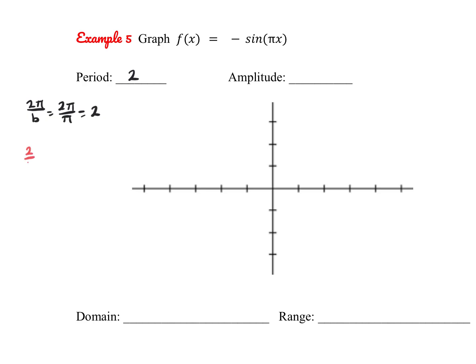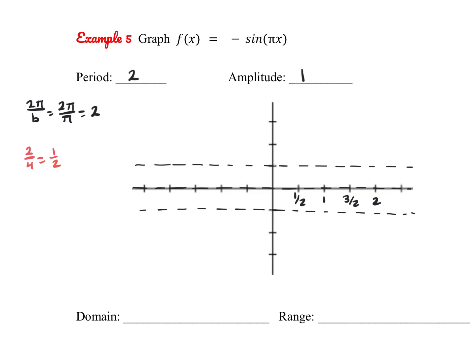So I'm going to take my period and divide it by 4, so I know how to scale my x-axis. So 1/2, 1, 3/2, and 2. And if I have 4 tick marks, it should be 1 period. My amplitude is 1. Remember, the negative is something else. That is not an amplitude. And then I have my midline at 0. I go up 1, which is my a value, and down 1 to find my max and min.